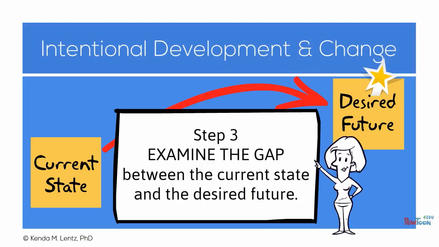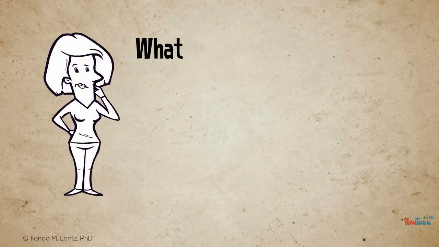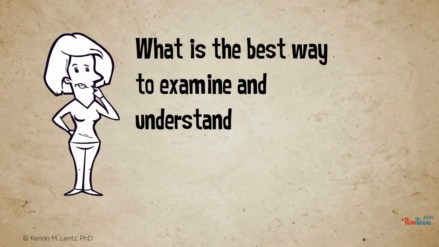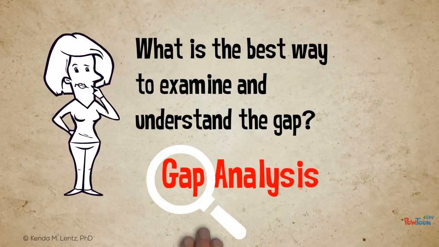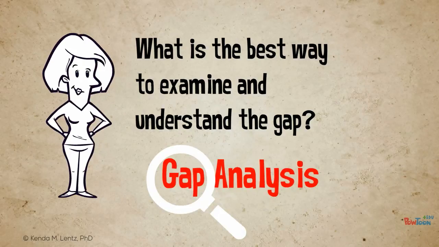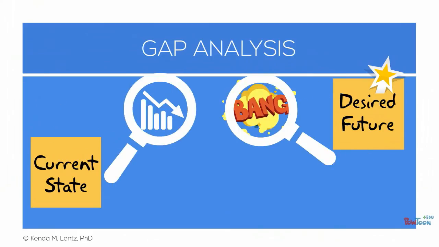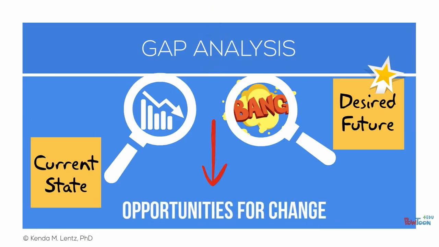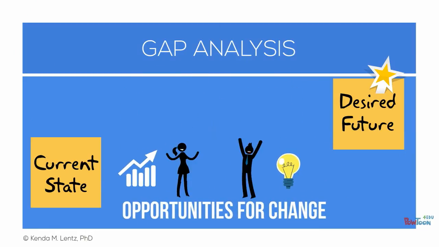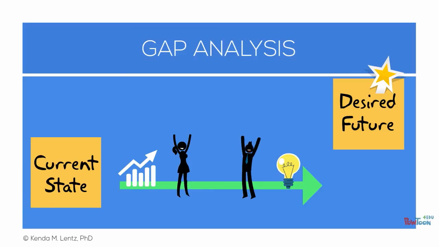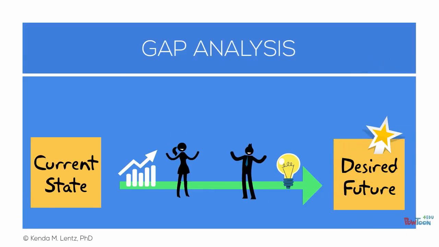This is where we take a closer look at the gap between the current state and the desired future, so that we can learn more about why the organization derailed from its mission. So what's the best way to examine and understand the gap? One reliable way is to conduct a gap analysis. A gap analysis is an effective tool for diagnosing the underlying causes for problems in organizations. A reliable gap analysis also reveals opportunities that can help the organization take the necessary steps to get back on track with its mission toward its desired future.